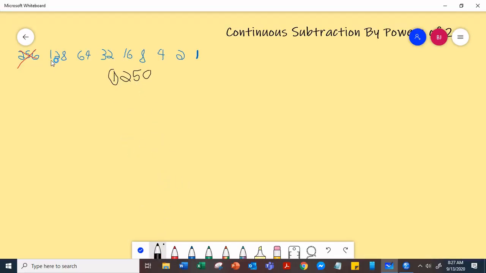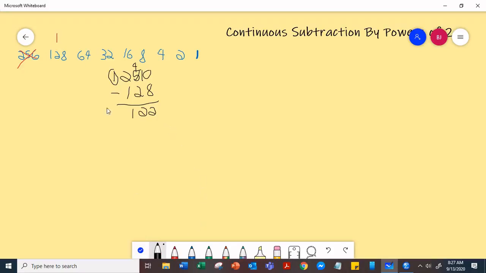Okay, so what do we do? We remove 256, so we're left with 128. We subtract 250 with 128. So borrow from here, that would be 2, 2, and 1. 122. Now, because we were able to subtract 128, let's put a 1 here.